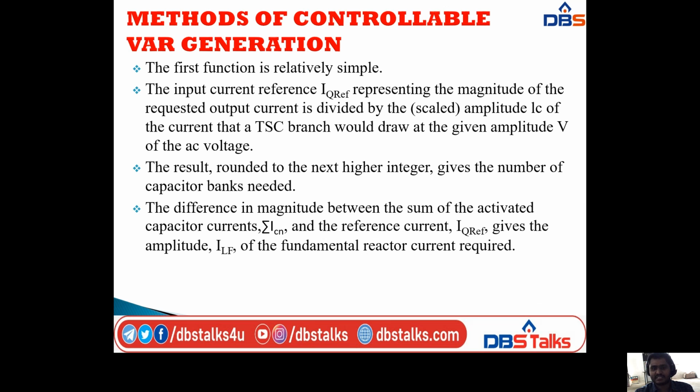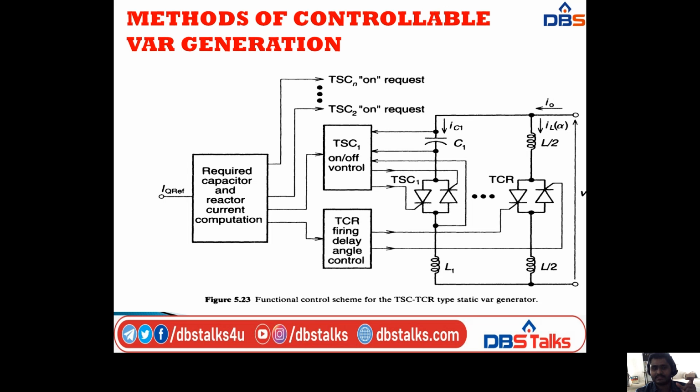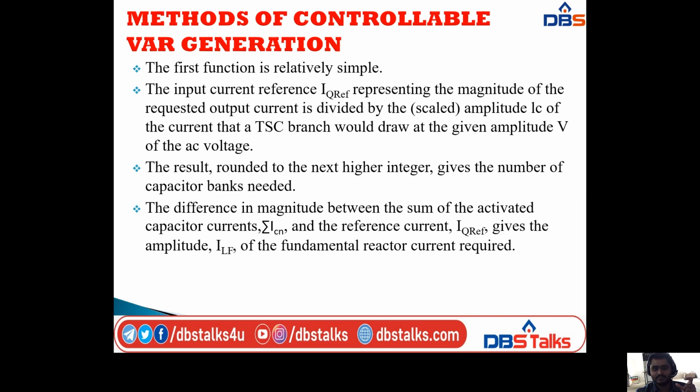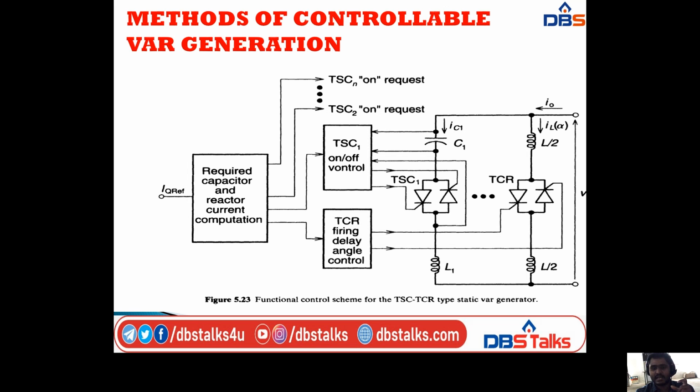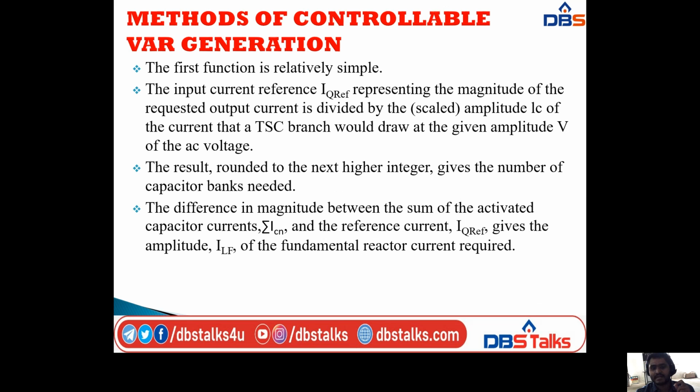And next, the first function is relatively simple. Observe the diagram: the input current reference, IQ reference, is connected to the required capacitor and reactor current computation. The input current reference IQ reference, representing the magnitude of the requested output current, is divided by the amplitude IC of the current. Here, for TSC1, we have the IC1 current. That means the output current is divided by the amplitude IC of the current that a TSC branch would draw at the given amplitude V of the AC voltage.